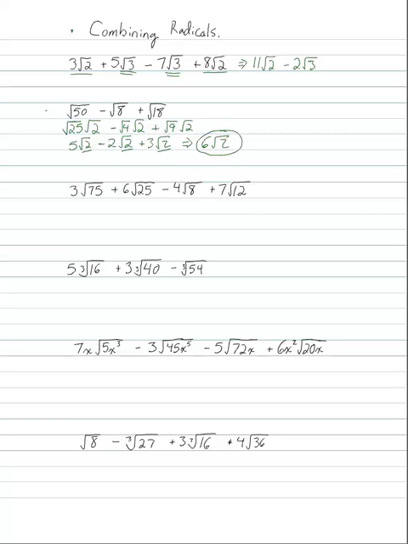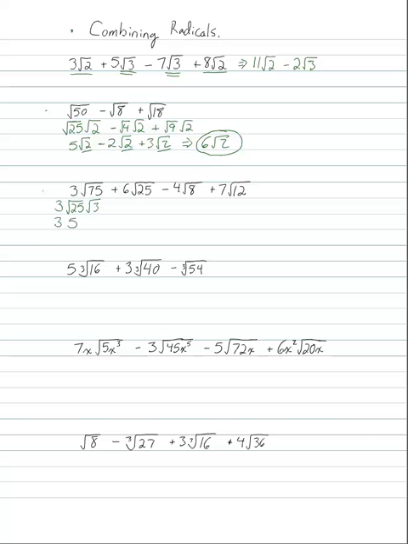Let's look at another example. Here I have 3 square roots of 75 plus 6 square roots of 25 minus 4 square roots of 8 plus 7 square roots of 12. None of them look the same, so let's just go through each one and see what happens. I'm going to start off with the 3 square roots of 75. My 3 is on the outside, I'm going to keep it on the outside. And 75 I can rewrite as 25, that's a perfect square, times 3. So I'll get 3, keep it on the outside, square root of 25 is 5.